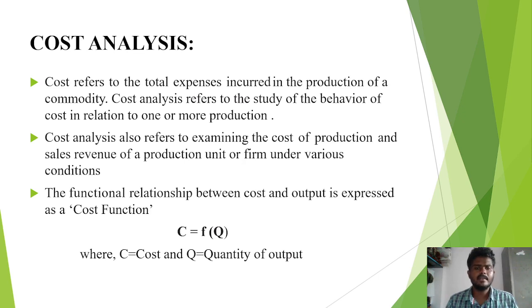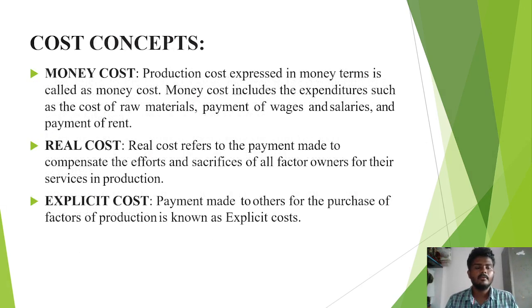The relationship between the cost and the output can be expressed as a cost function, which is C = f(Q), where C is the cost and Q is the quantity of the output. Now we are going to see some cost concepts. First, we can see the money cost.